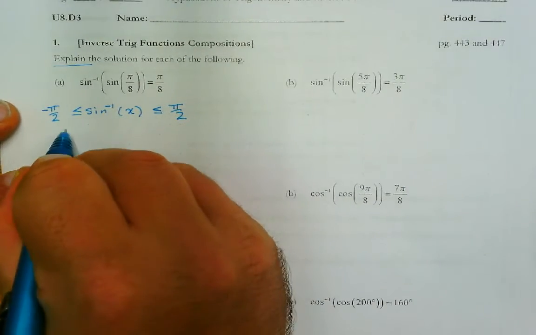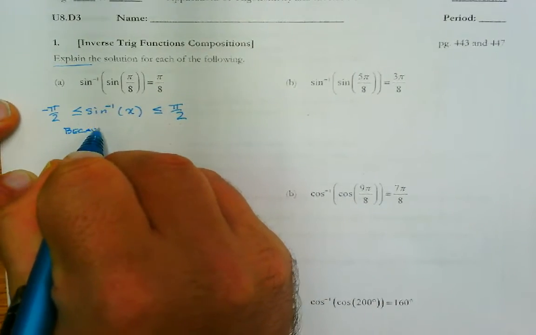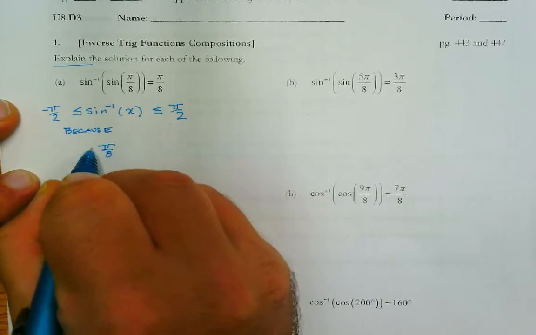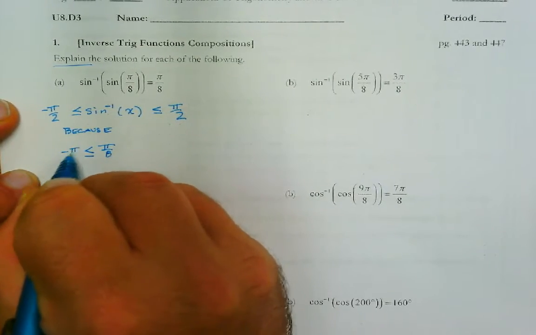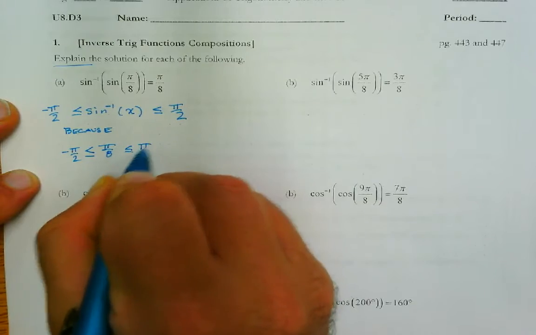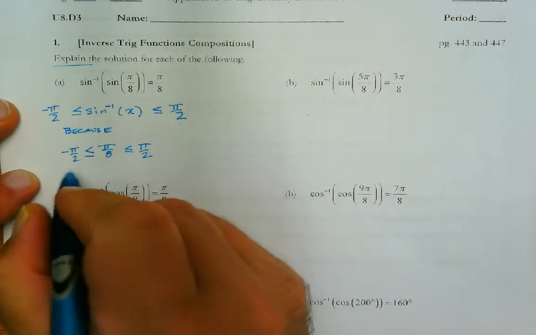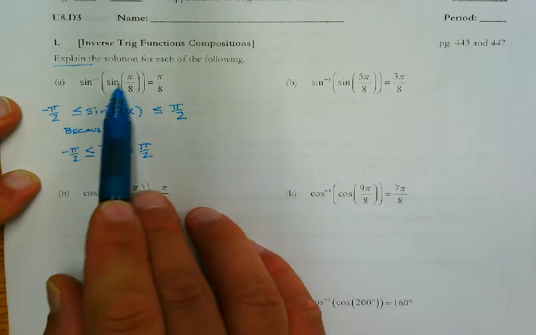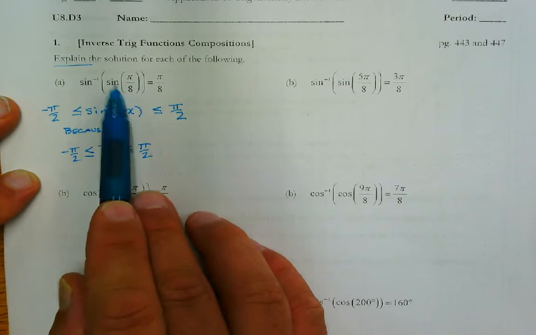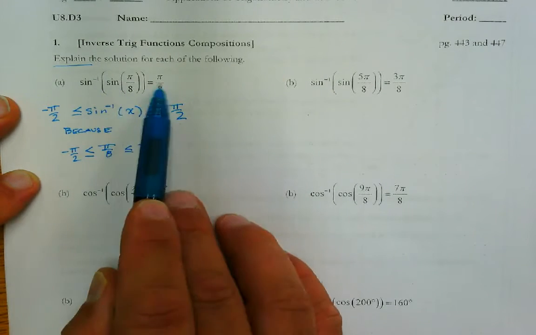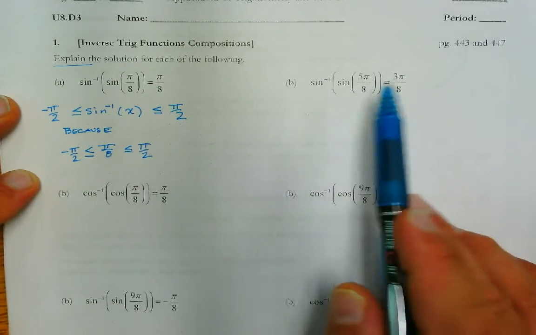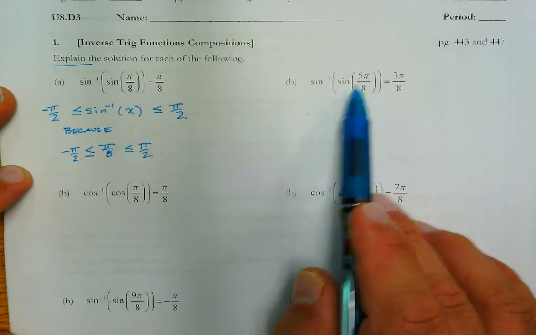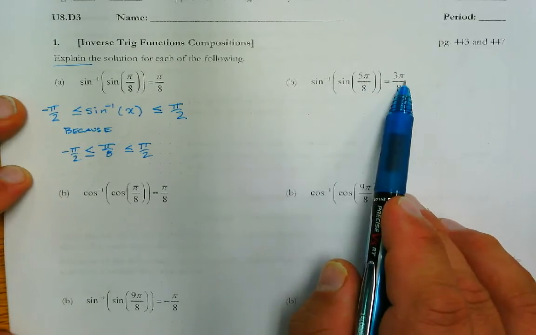Okay, so because pi over 8 is between negative pi over 2 and pi over 2, then this function just undoes this function because they're inverses. How is that different from what we have over here? Well, over here, the inverse sine of the sine of 5 pi over 8 is 3 pi over 8.